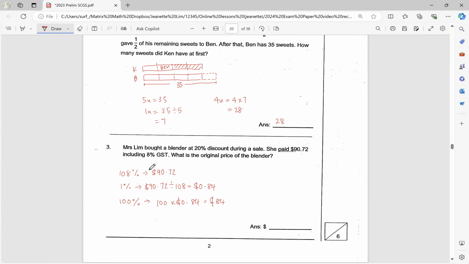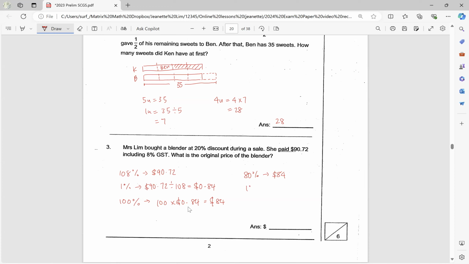Okay, we have not removed the percentage discount yet. So now let's talk about discount. If there is a 20% discount, it means that this amount here will be after discount, which is 80%. So if we talk about GST, $84 is 100%. But if we talk about the discount, $84 is now 80%. Okay, so it depends on which of the percentages you're talking about, whether it's GST or discount.